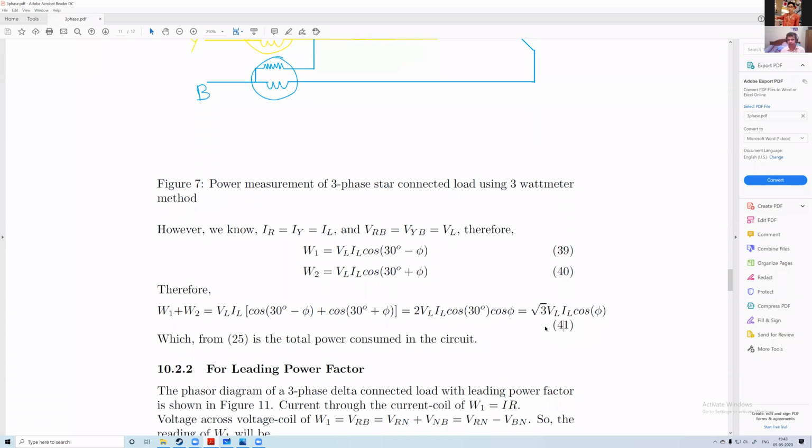Cos 30 degree minus phi is cos 30 degree cos phi plus sin 30 degree sin phi, and cos 30 degree plus phi is cos 30 cos phi minus sin 30 sin phi. Sin once gets cancelled. That is 2 cos 30 cos phi, and cos 30 is root 3 by 2. So we get this 41. So equation 41 is okay.